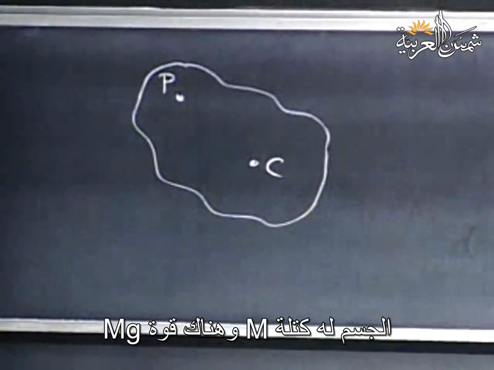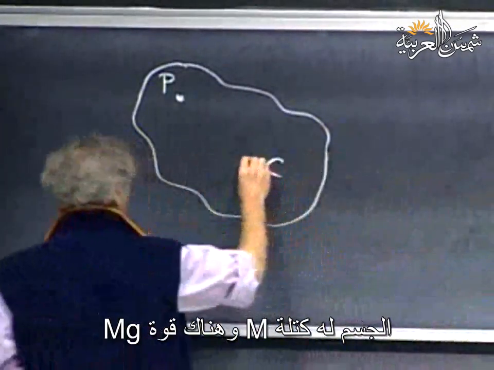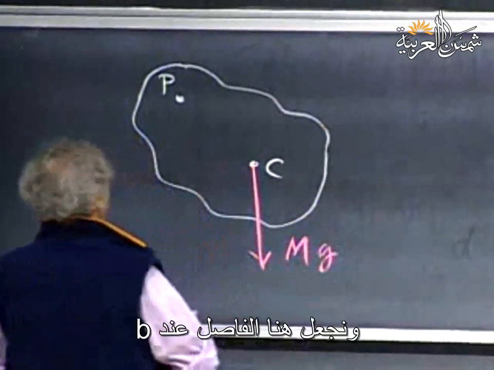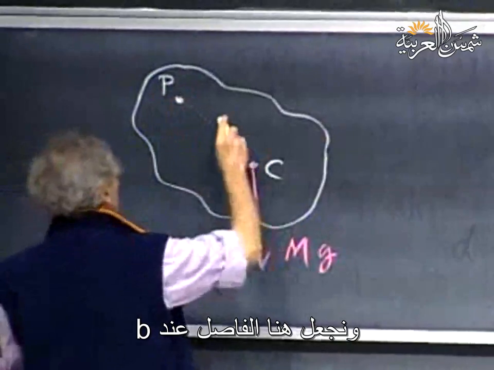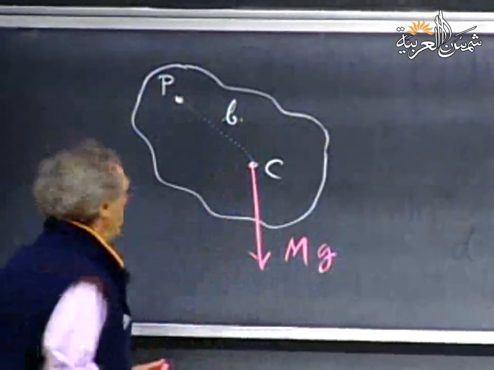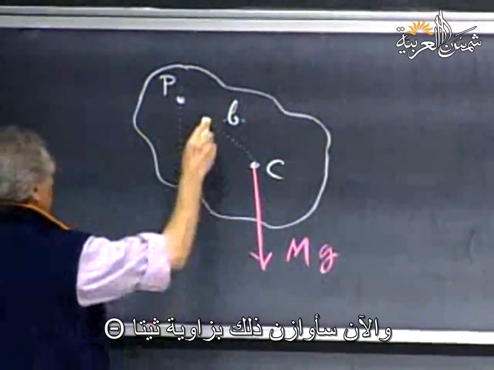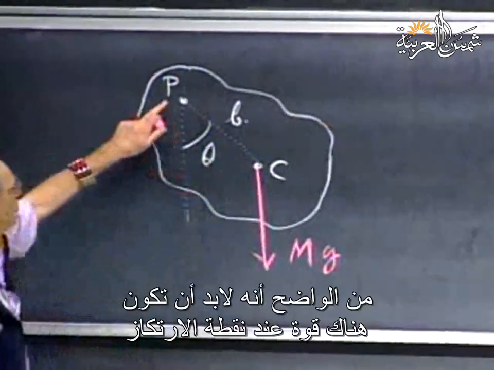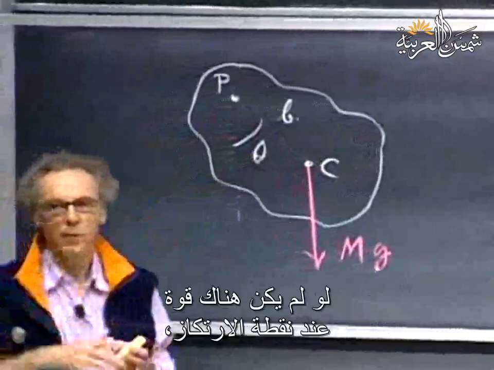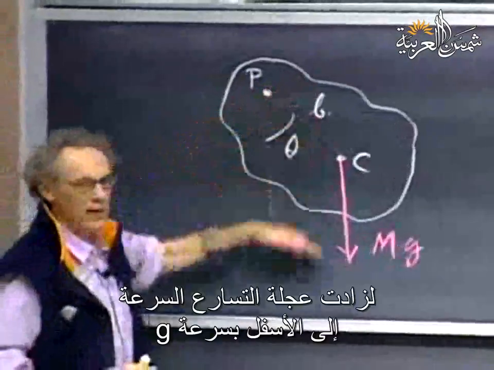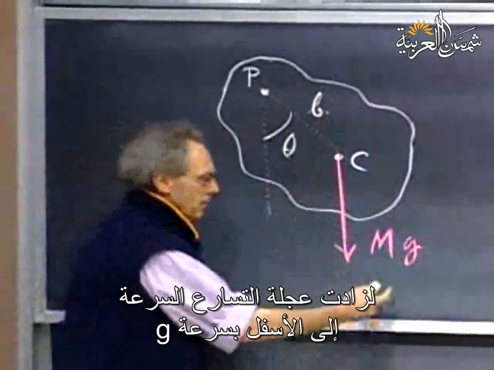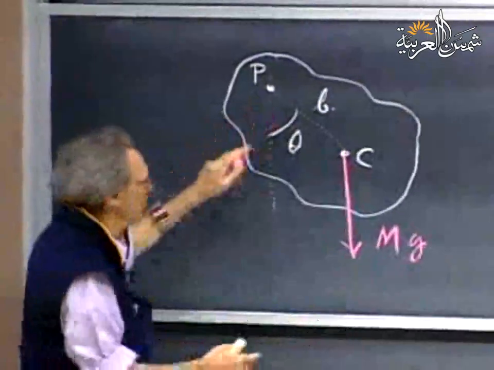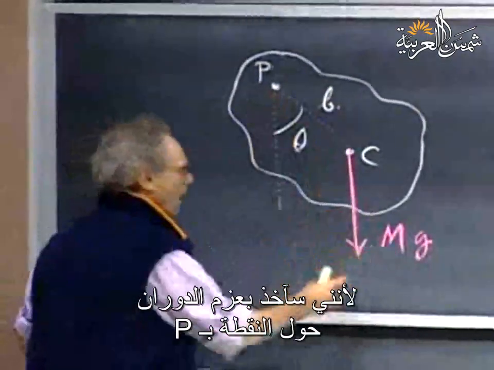The object has a mass m, and so there is here a force mg, and let the separation be here b. I'm going to offset it over an angle theta, and I'm going to oscillate it. Clearly there has to be a force at the pin. If there were no force at the pin, this object would be accelerated down with acceleration g, and that's not what's going to happen. But I don't care about that force, because I'm going to take the torque about point P.